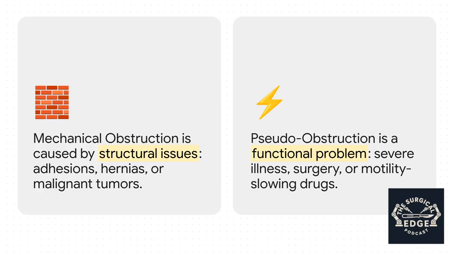But for pseudo-obstruction, the triggers are totally different. We're talking severe illness, maybe a recent surgery, or the big one, medications, especially opioids and anticholinergics that just paralyze the gut. It's really a disease of autonomic dysfunction.